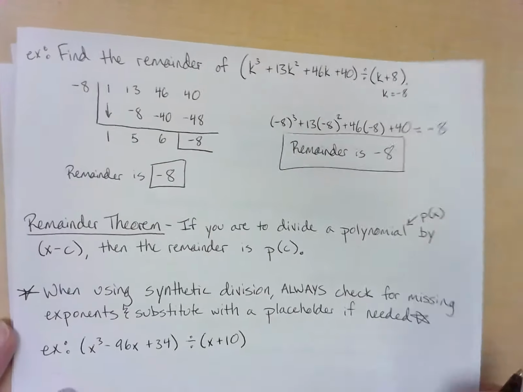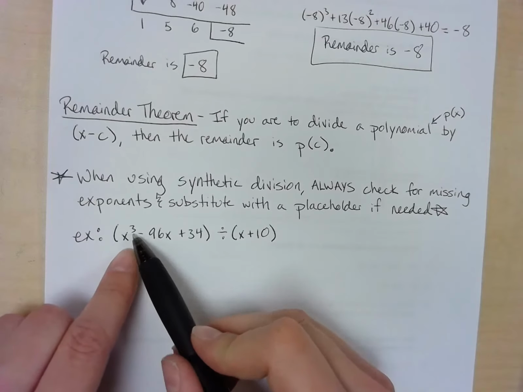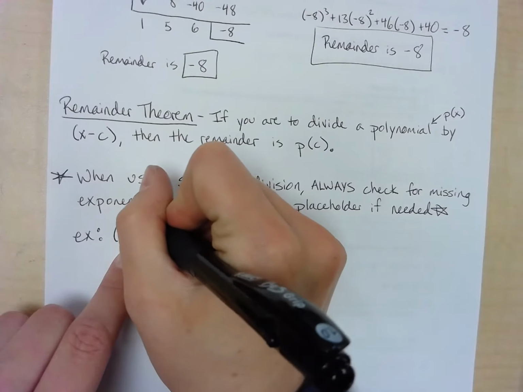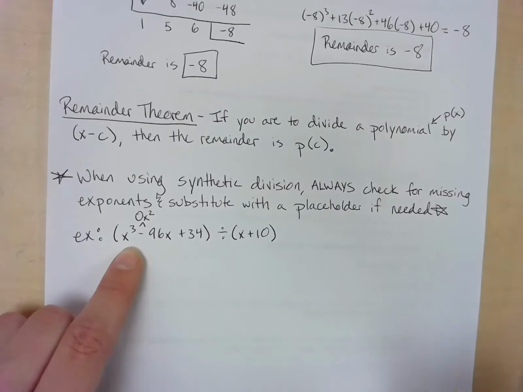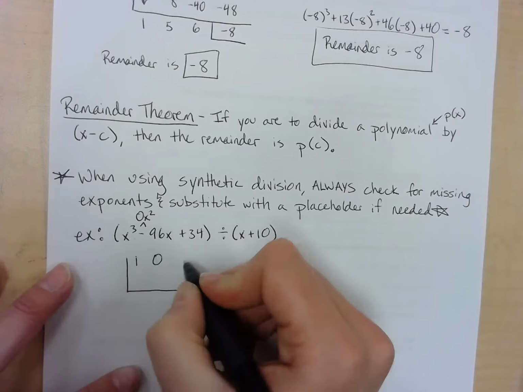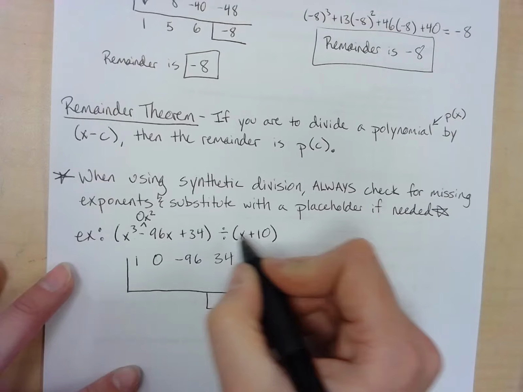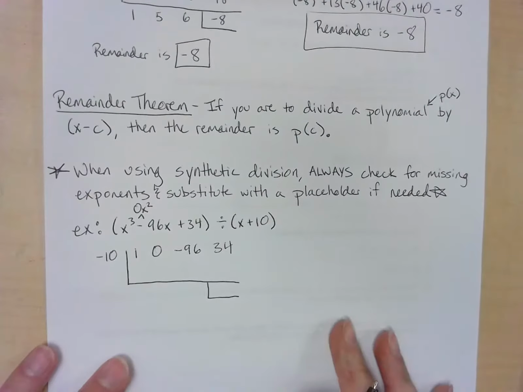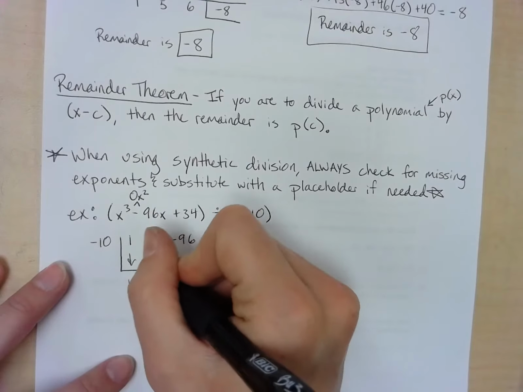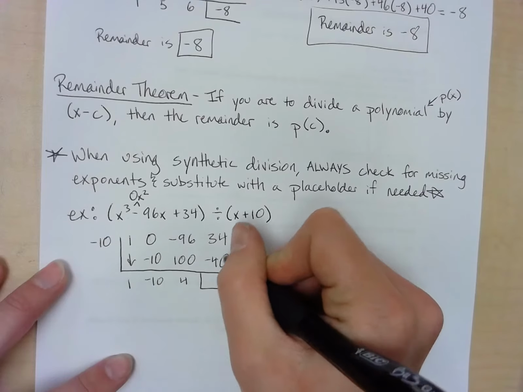And so what I mean by a placeholder is you see here how I have x cubed, I do not have x squared, I have x and my constant. Well, we're just going to substitute a 0x squared in there, and that's going to count as our placeholder. So now when I do synthetic division, I have 1x cubed, 0x squared, negative 96, and 34, and we'll divide by the negative 10. So that's something just really important. If you don't do that, it's going to mess you up so hard, you have no idea.